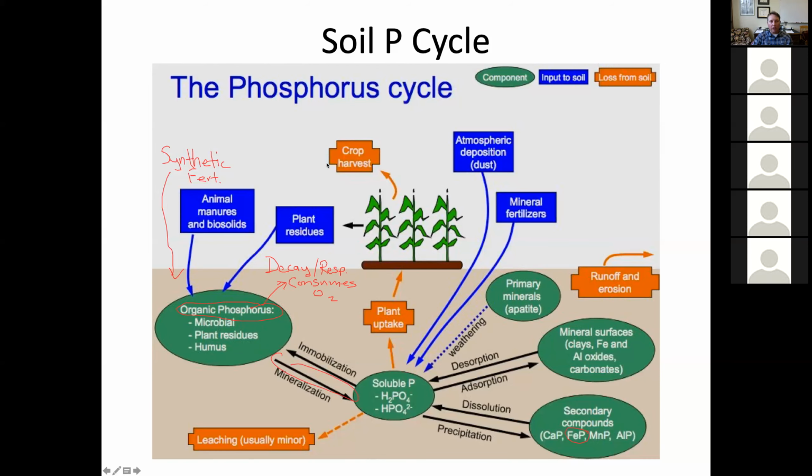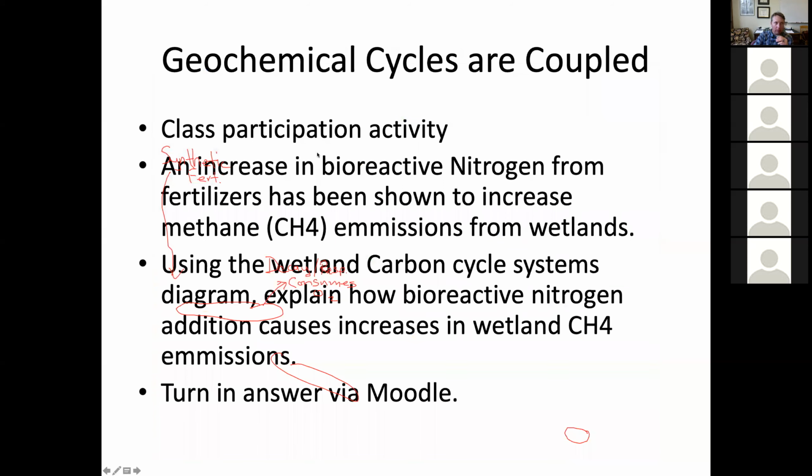All right, so one of the things that I wanted to get to today is that all of these processes are highly connected, all right? And they're connected largely via the oxygen cycle and the availability of oxygen.